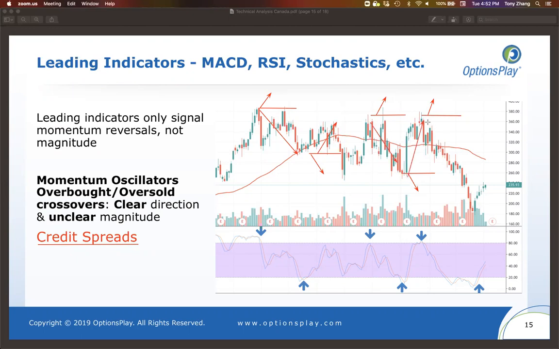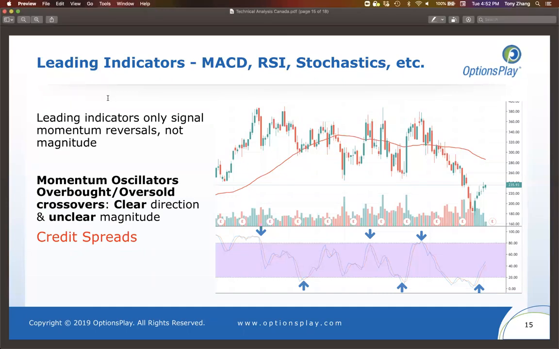Now, I did pull up a chart where you do get a clear sense of directional moves, but that is not always the case. However, most of the time, when you do get these reversals, it simply means that the stock is unlikely to continue moving in this direction. So with that, selling credit spreads is a far better strategy for these types of leading indicators.